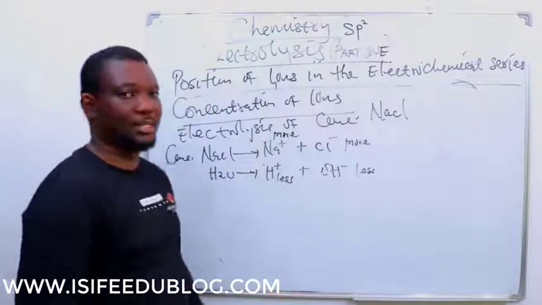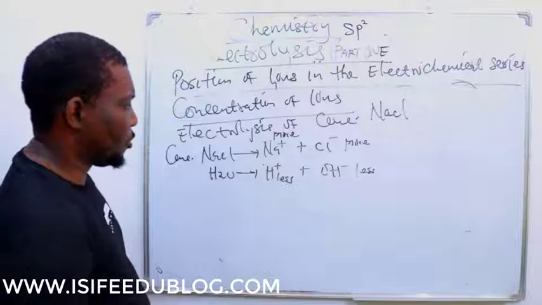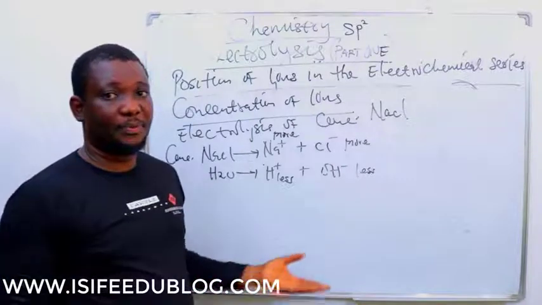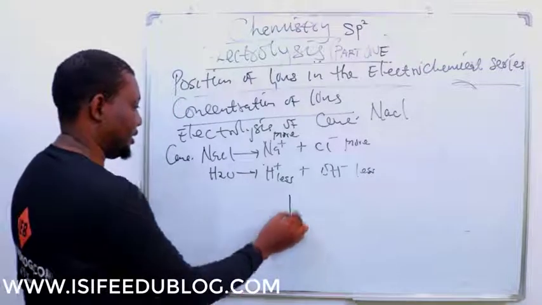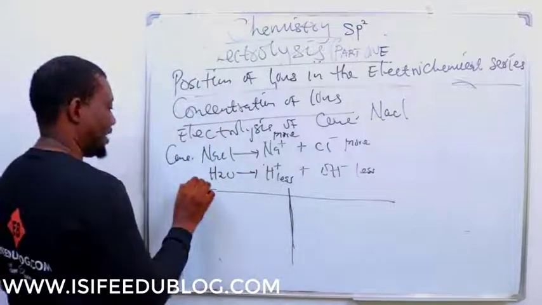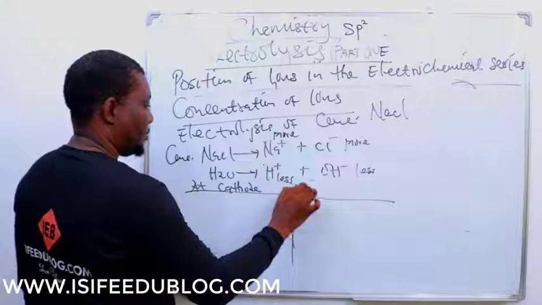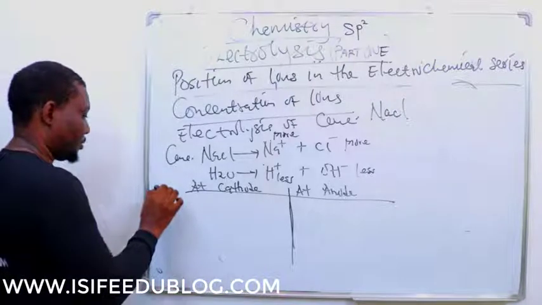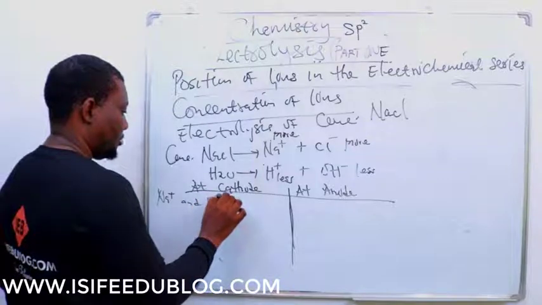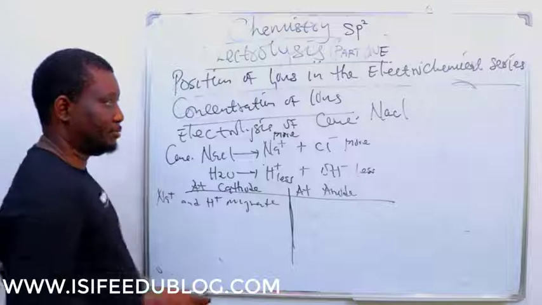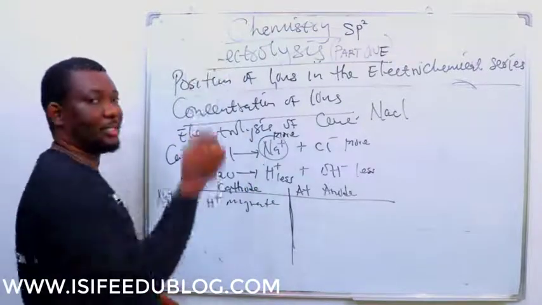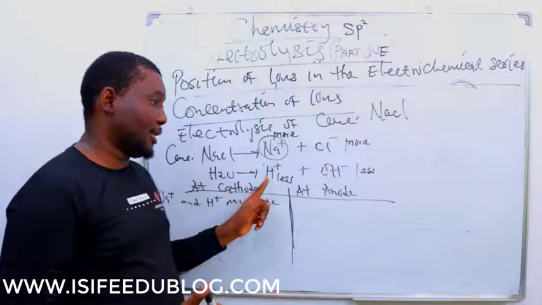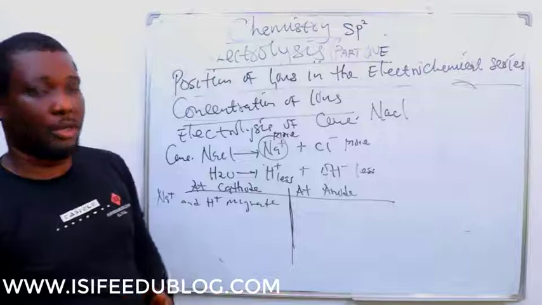Now, how does concentration affect selective discharge of ions? Concentration affects the products found at the anode. In this electrolysis, the anode is more affected, not the cathode. Now let's look at the discharge quickly. I have my table of what happened at the cathode and what happened at the anode. At the cathode, Na plus and H plus migrate. Based on concentration, sodium is more concentrated, so sodium ought to be discharged and not hydrogen. But in terms of position of the ions, hydrogen is discharged.